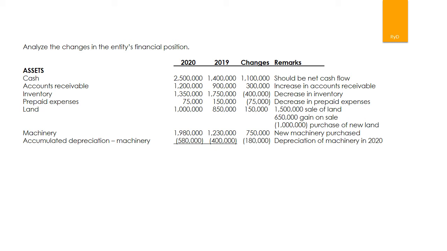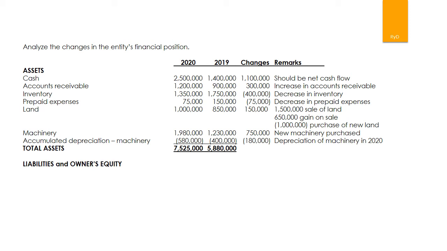And then we have an accumulated depreciation for our machinery. At 2020, it is at negative 580,000. At 2019, it is at 400,000. So we have a change of negative 180,000 as depreciation of our machinery in 2020. So our total assets at 2020 is at 7,525,000. At 2019, it is at 5,880,000.